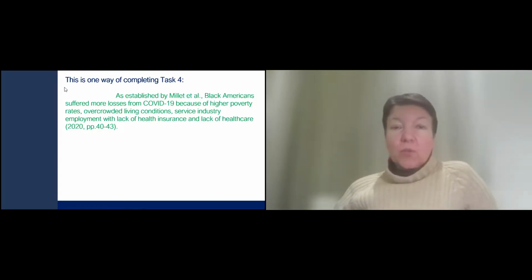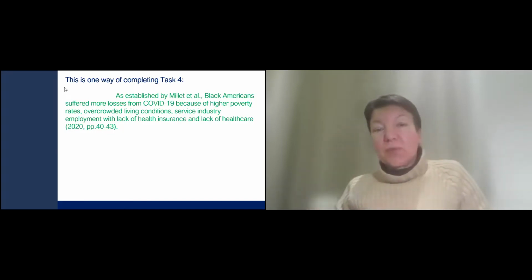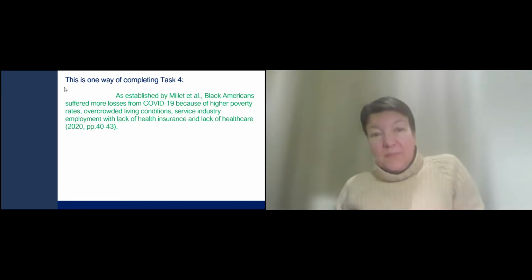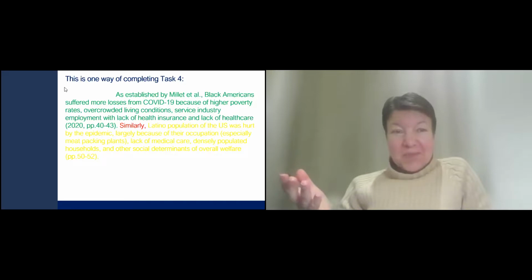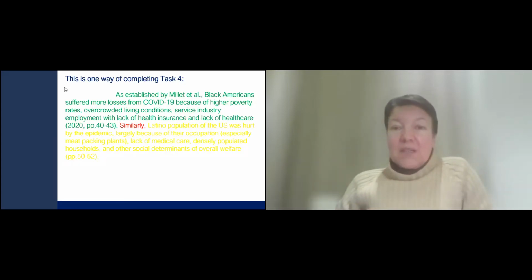Black Americans suffered more losses from COVID-19 because of higher poverty rates, overcrowded living conditions, service industry employment with lack of health insurance and lack of health care. And then I finish it with 2020, pages 40 to 43. So I'm marking the beginning and the end of this summary, okay? All right, then here's our similarly, that's our connector to the next summary.